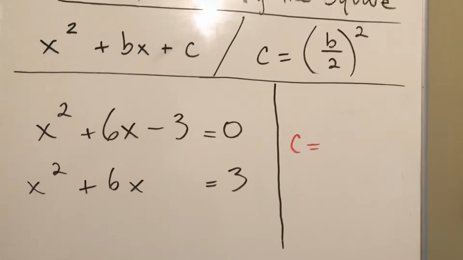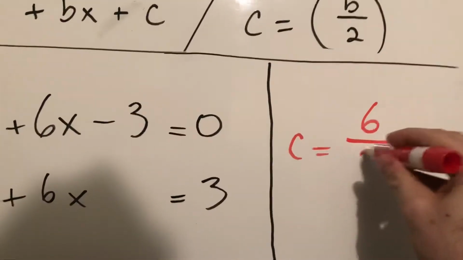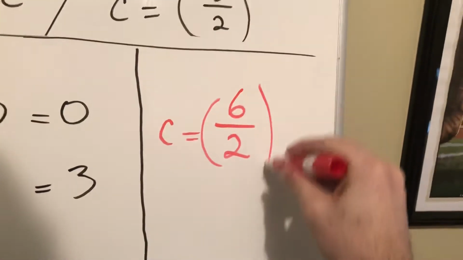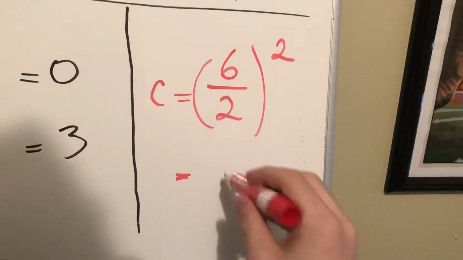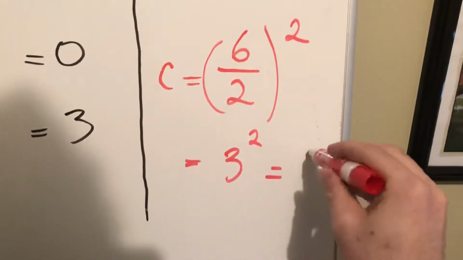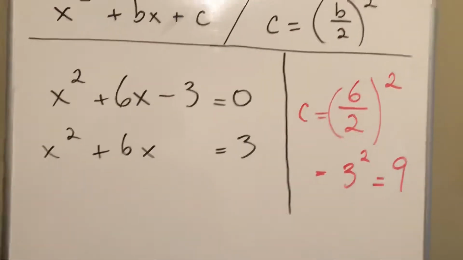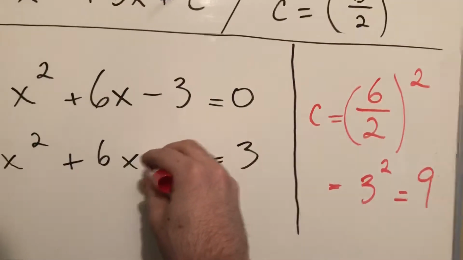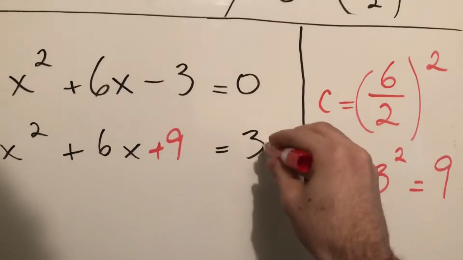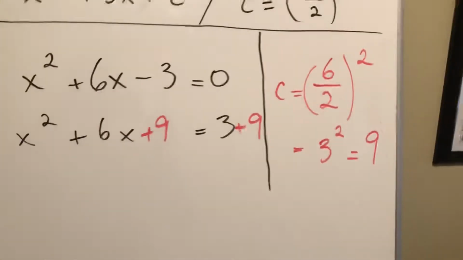The b value in this problem is 6 over 2 squared. That gives me 3 squared, which is 9. So my next step is now to add 9 to both sides of this equation. And let's simplify on both sides.